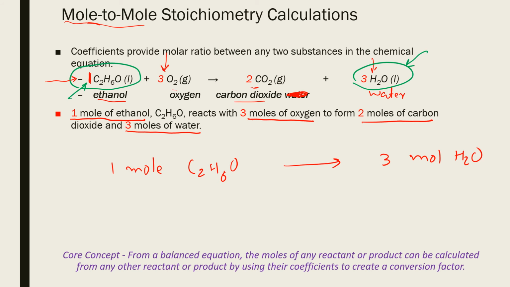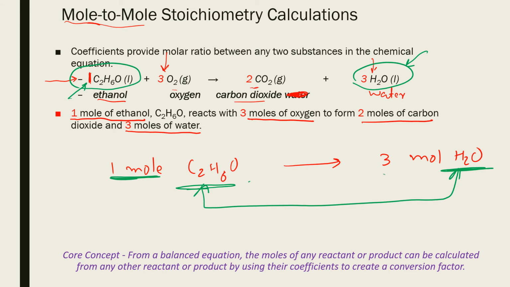The concept is that once you establish the mole to mole conversion between reactants and products, you can pick any two and directly relate them. For example, I'm picking ethanol and water. What's the mole to mole relationship between ethanol and water? From the equation, I can see that 1 mole of ethanol gives me 3 moles of water. And we can use this relationship as a conversion factor to calculate the amount of product obtained, which we will discuss in the next slide.